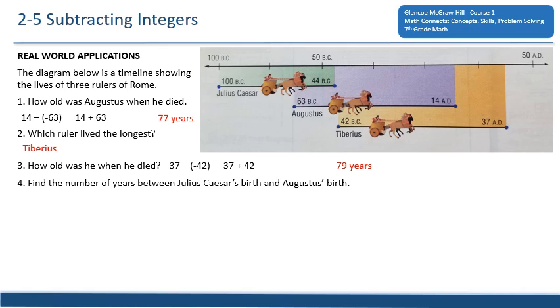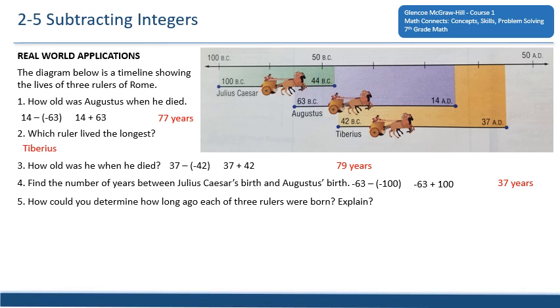Find the number of years between Julius Caesar's birth and Augustus' birth. Negative 63 for Augustus and negative 100 for Julius Caesar. Negative 63 plus 100 is 37 years.